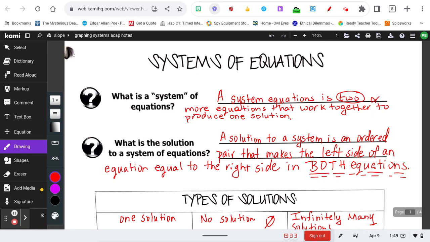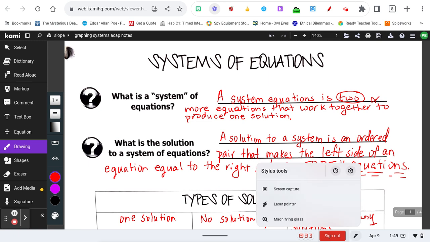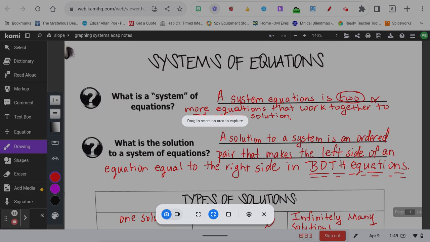All right, I'm going to finish up the systems of equations by graphing lesson. But first, I'm going to recap what we talked about on Friday.